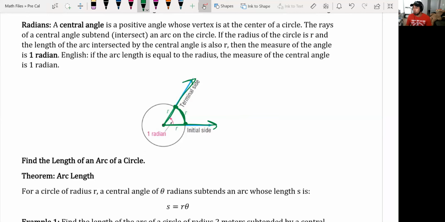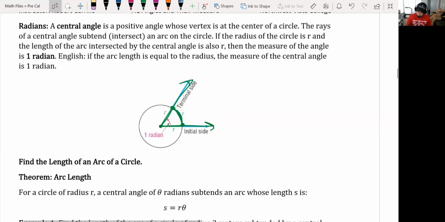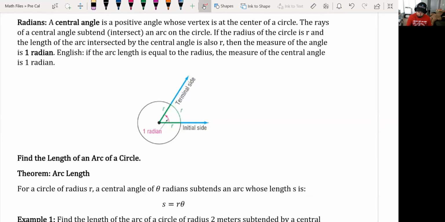If the radius of the circle is r, and the length of the arc intersected by the central angle is also r, then the measure of the angle is 1 radian. And of course, I have my in English definition. If the arc length is equal to the radius, the measure of the central angle is 1 radian. Okay. So I wouldn't worry too much about all of this lovely definition. Just know what a radian is, and that's it. Okay. And this is how you find a radian.